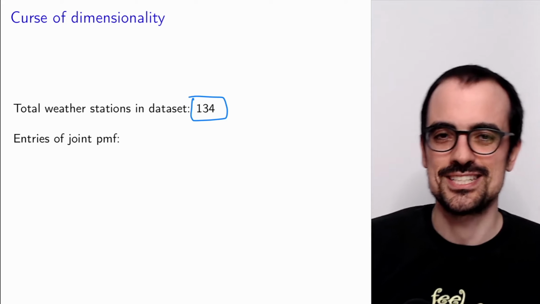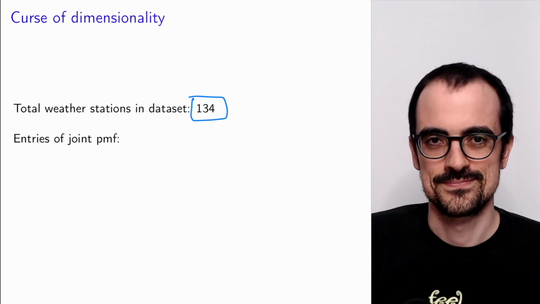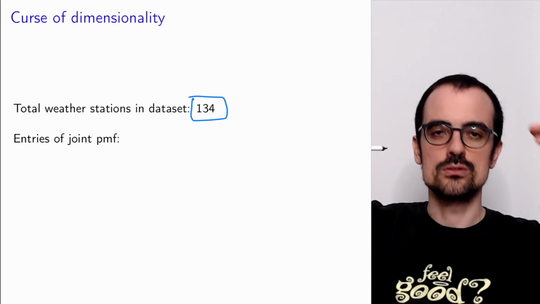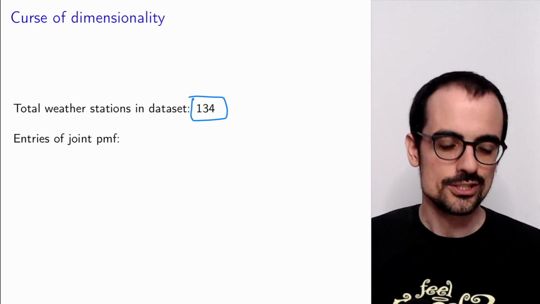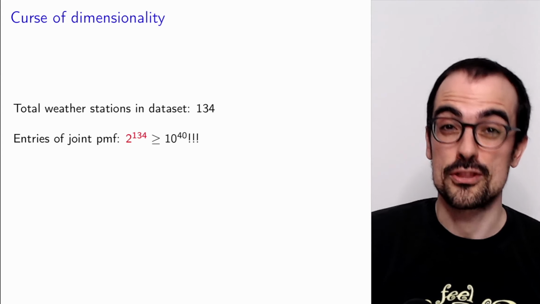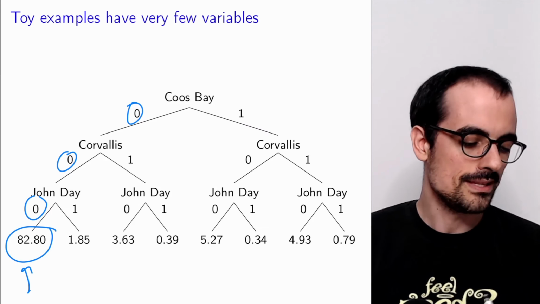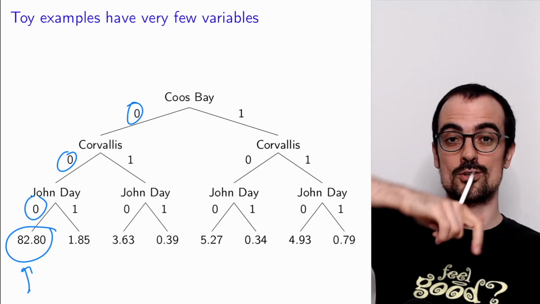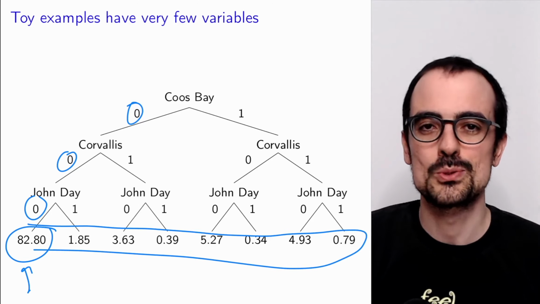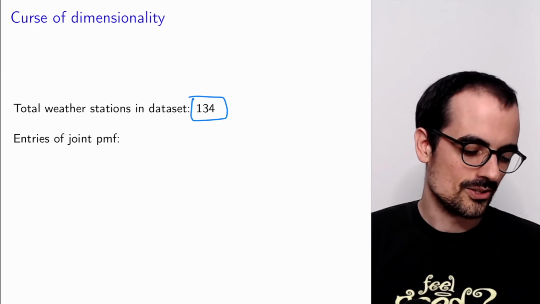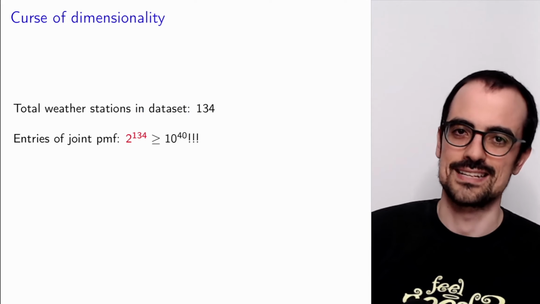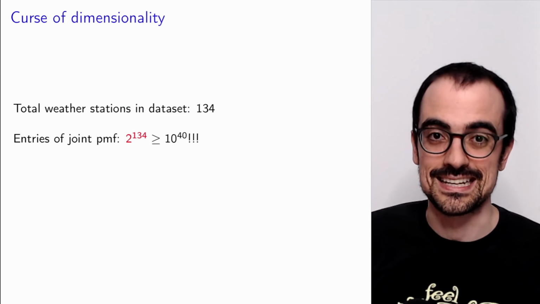How many entries is this joint PMF going to have? If you realize there's 134 stations, we have to account for the 2 options in each of the stations. So the possibilities are 2 to the 134. Imagine this tree: if we have 134 stations, how many leaves would the tree have? We wouldn't be able to store the tree, even if we had all of Google's computing infrastructure. This number is completely insane.